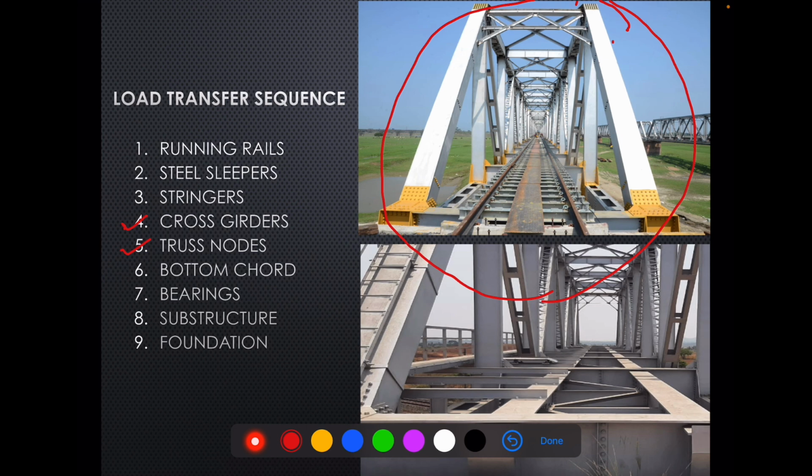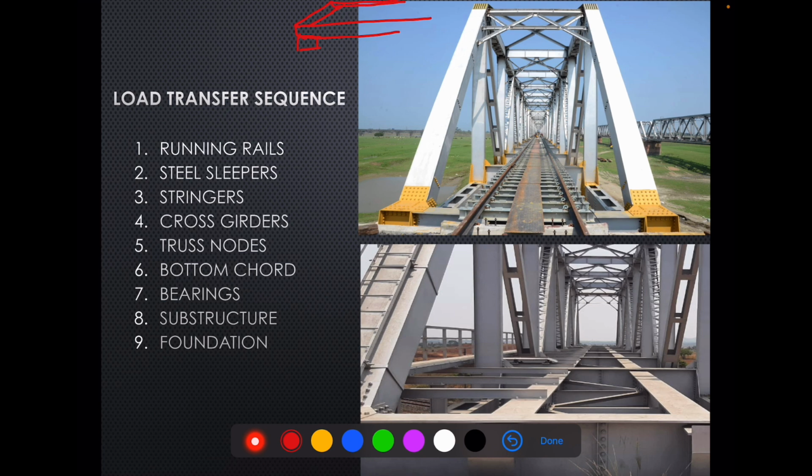And finally, as you know, the bottom chord of the open web girder is resting upon the bearings, right? Is resting upon the bearings. So through the bottom chord, the load transfer takes place and load comes upon the bearings. Now, these bearings are again, these bearings like this, suppose this is the girder, open web girder, right?